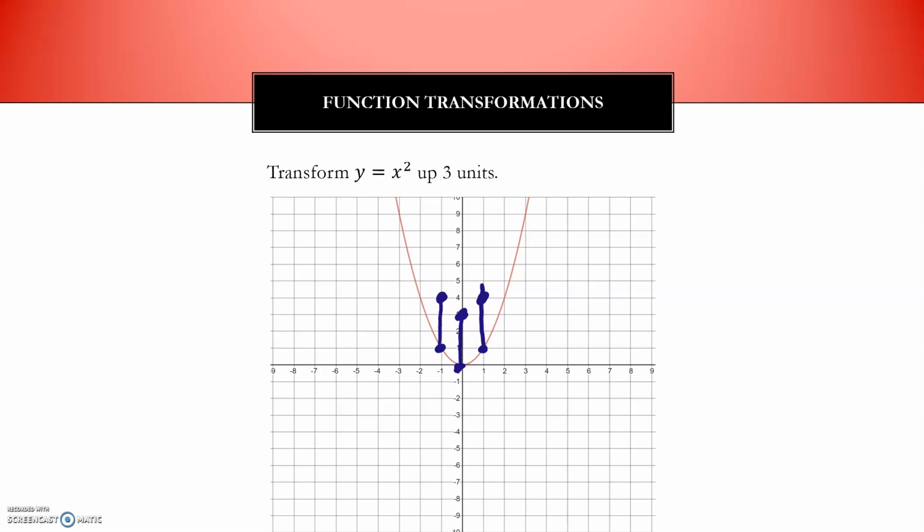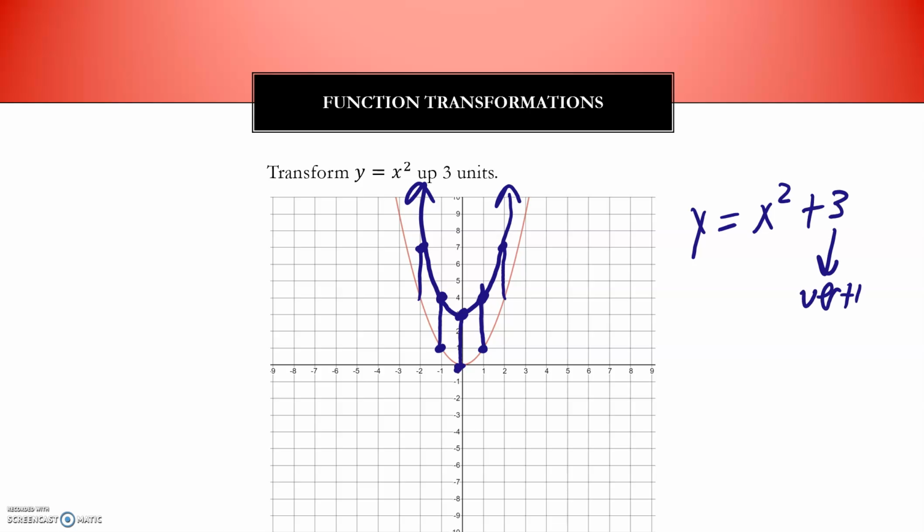Okay, and then I would graph a new parabola using those points. And I'm actually going to give myself 2 more just because my drawing ability is not the best. And we would say to add 3 to each point, we would say that's y equals x squared plus 3. And that's called your vertical shift.